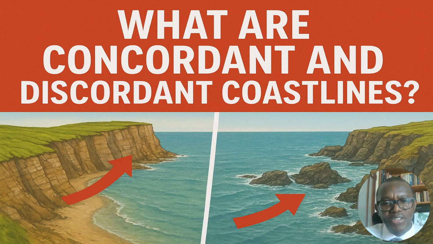In these shorter revision videos, we are going to be breaking down different concepts within the GCSE geography specification. The aim of this is to help us understand the concepts better and to give us the information and confidence we need to answer exam questions. In today's video, we are going to be discussing what concordant and discordant coastlines are and the landforms that they create. Okay, let's get started.